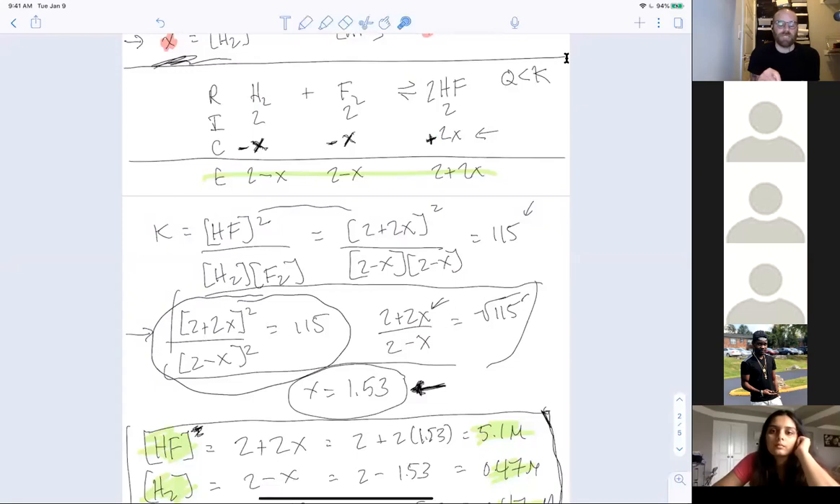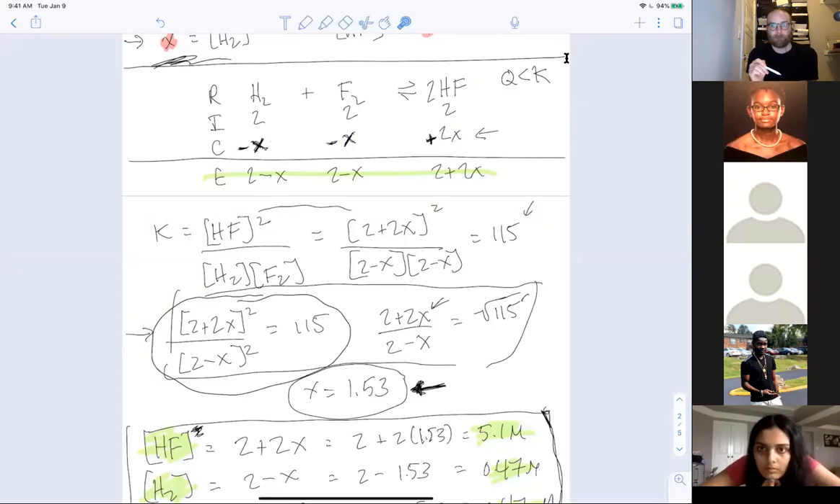But it makes sense to my human brain, at least, to use minus x because I know that Q is less than K. So I know I'm going to be forming products, which means that if I'm forming products, I'm going to be gaining over here. That's why it's plus 2x. And I'm going to be losing over here. So that's why I'm minus x, right? Algebra will work out regardless if I make that plus x on the left-hand side. It just doesn't make sense to me intuitively. Yeah. So it's forming products because the coefficient of HF is 2 and the coefficients of the reactants are both 1.